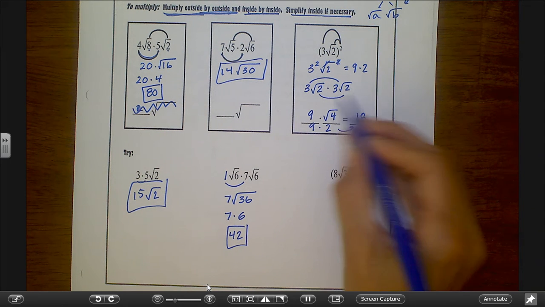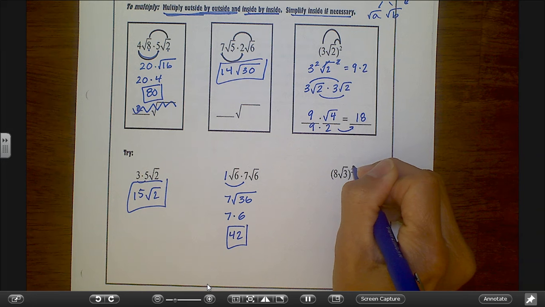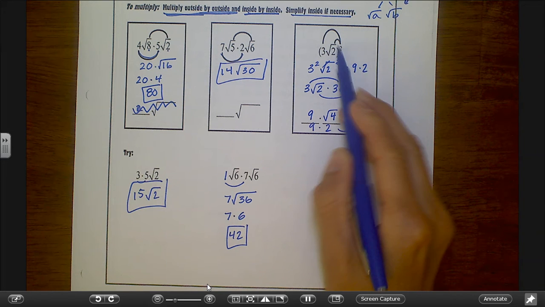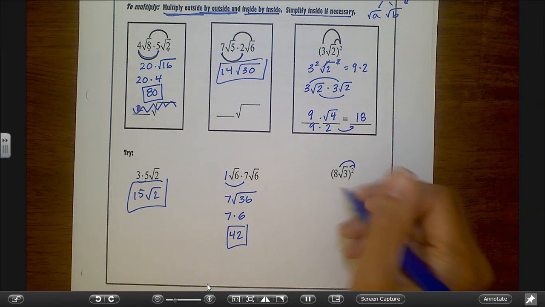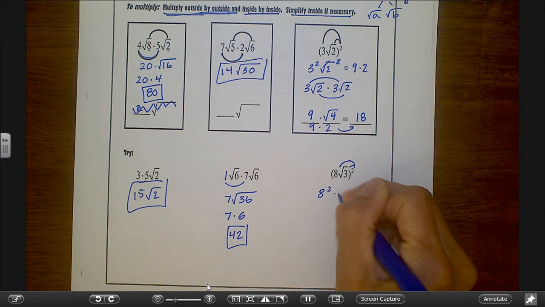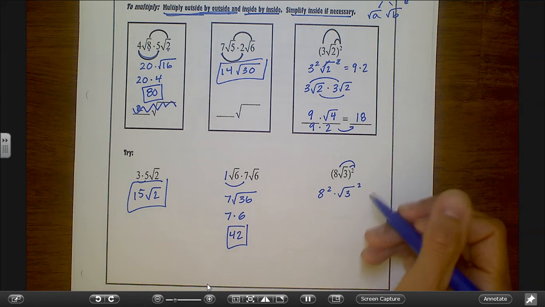And then with this one, you could do it either way, where you square both or where you multiply. So I'm going to square both. So I have 8 squared times rad 3 squared.